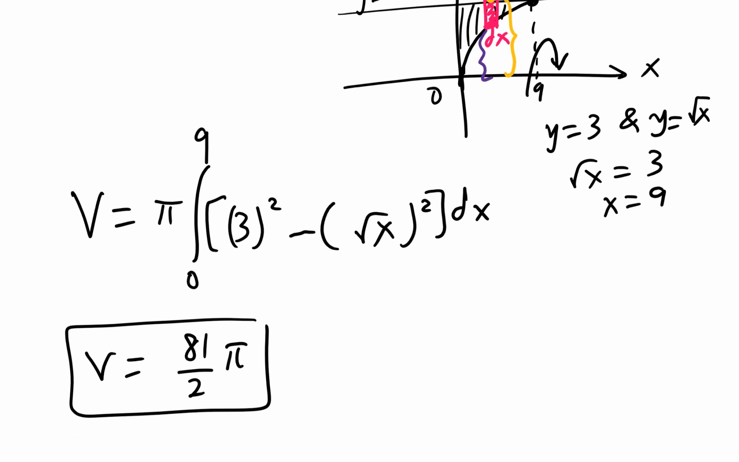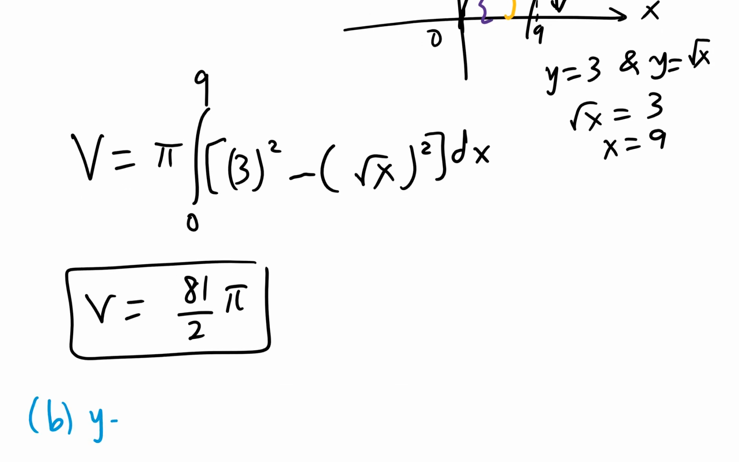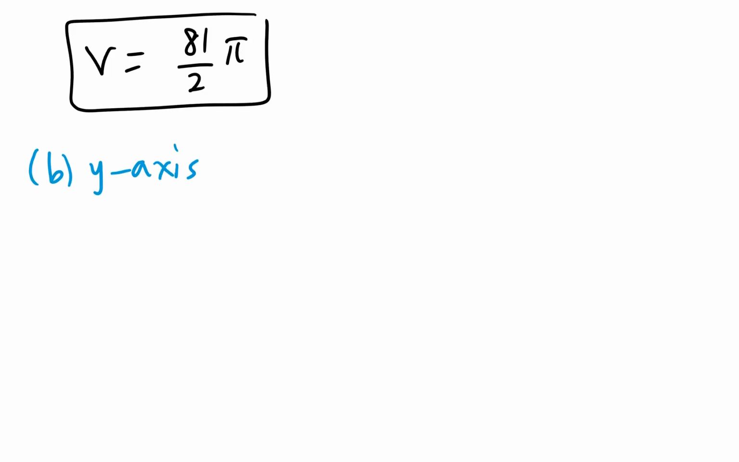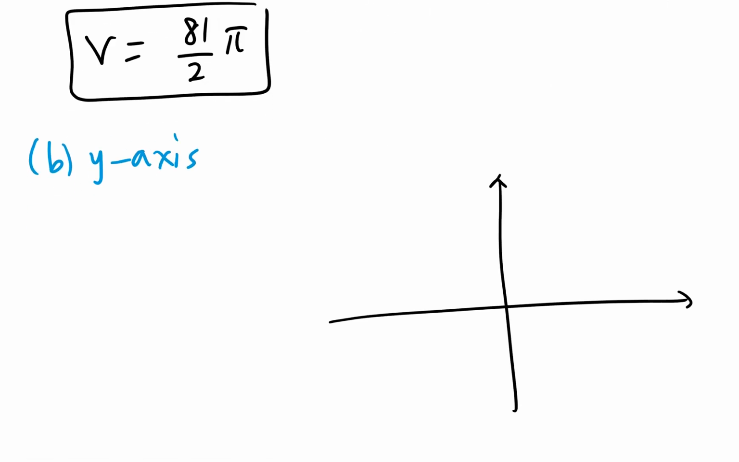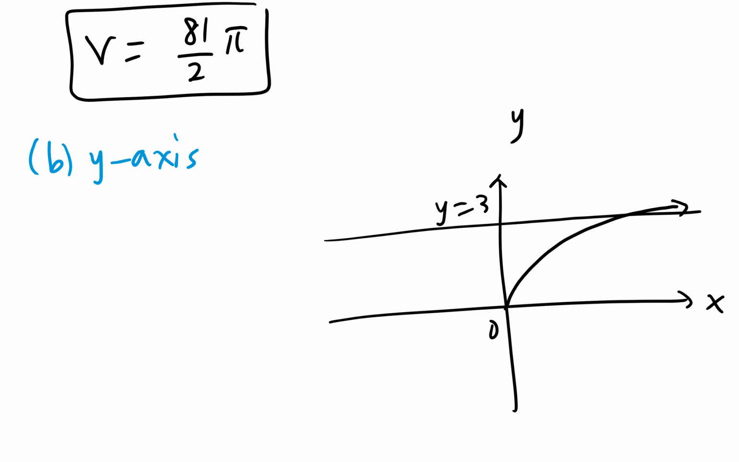Let me add another part. How about if we do it about the y-axis? Same region, but about the y-axis. This is y equals square root of x, and this is y equals 3. Again, I'm redrawing, but this time we're doing it about the y-axis. That's the axis of revolution.